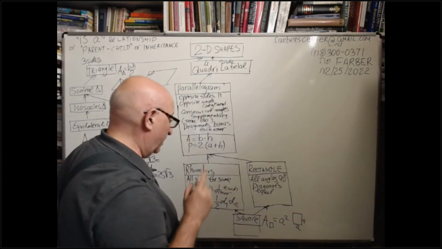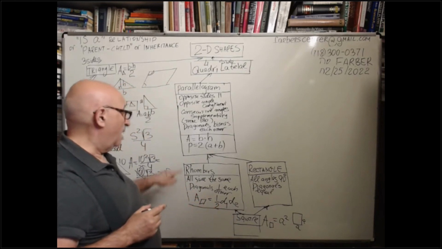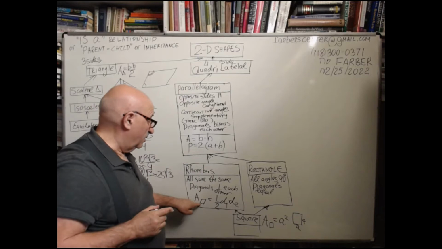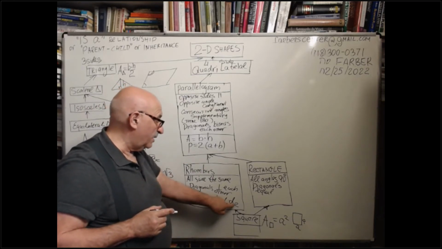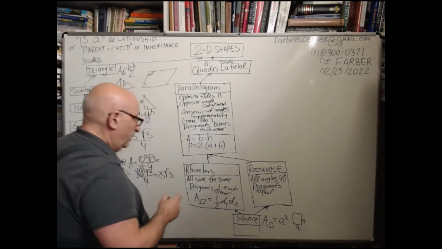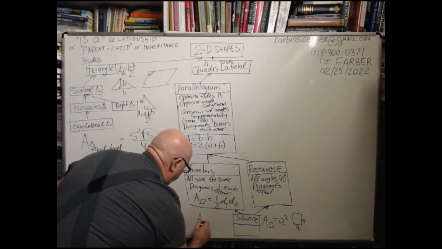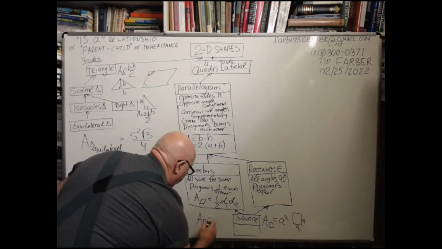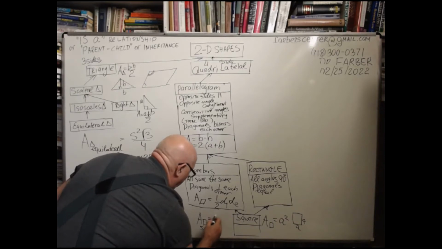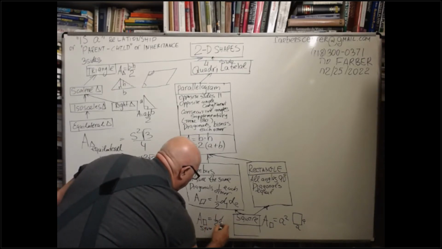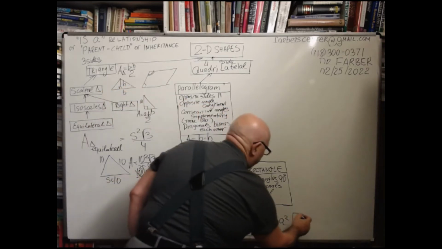But the second one goes from this. Since a square is a rhombus, and in a rhombus, area equals half the product of diagonals. In a square, diagonals are the same. So the area of a square, second formula: 1/2 d to the second. Why d to the second? Because diagonals in a square are the same.